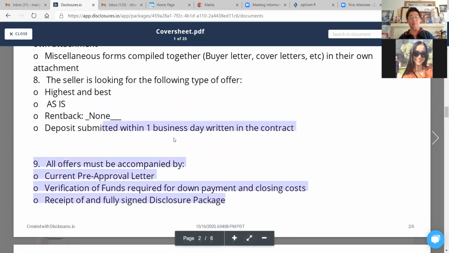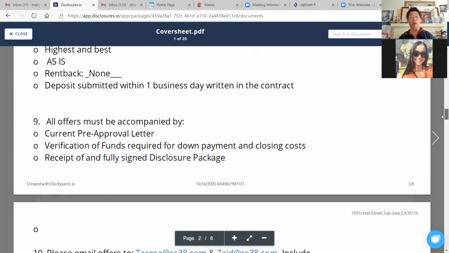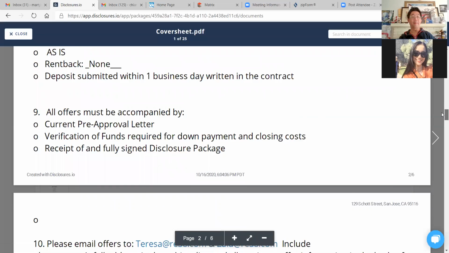The deposit is limited to one business day written in the contract. As soon as they sign the paper, they want us to make a deposit in 1 day, even though the contract says 3 days. The deposit is about 3%, whatever the agreed price, 3% of that. Right now we say it's a 650, so we give it 650.